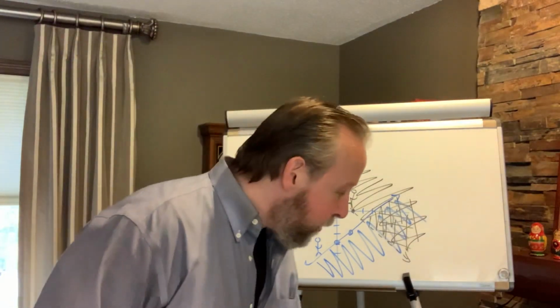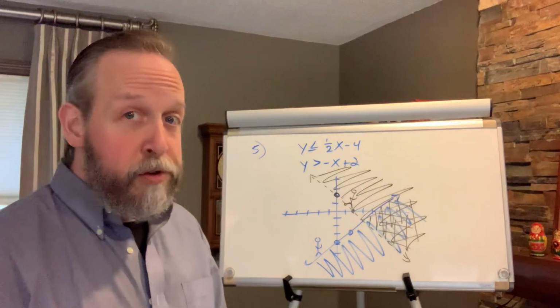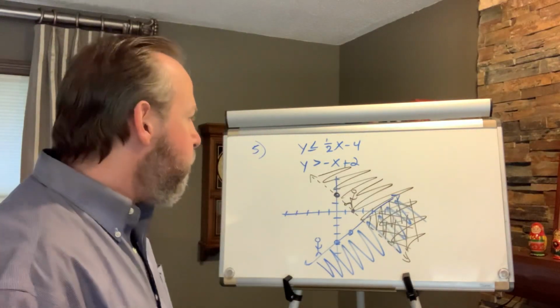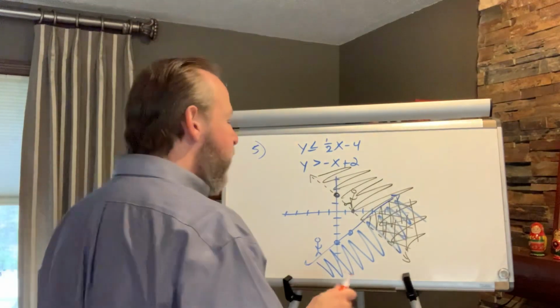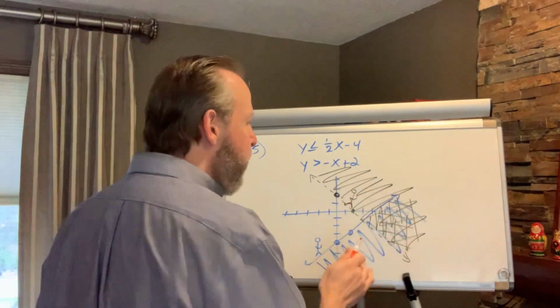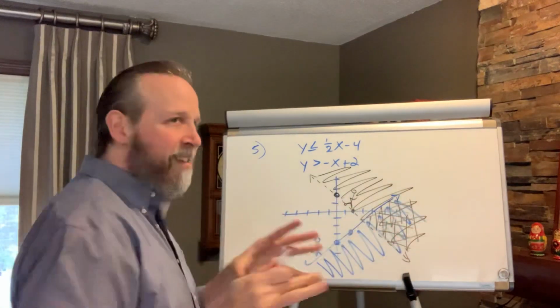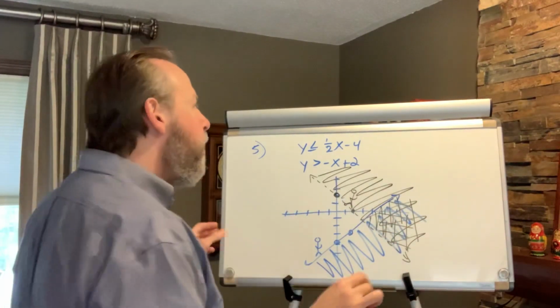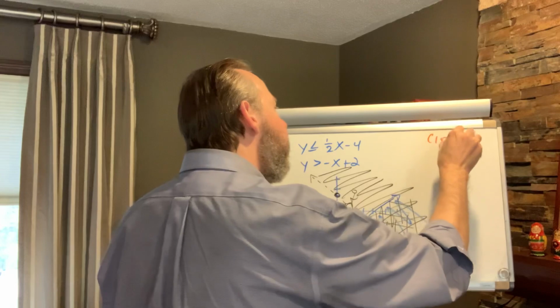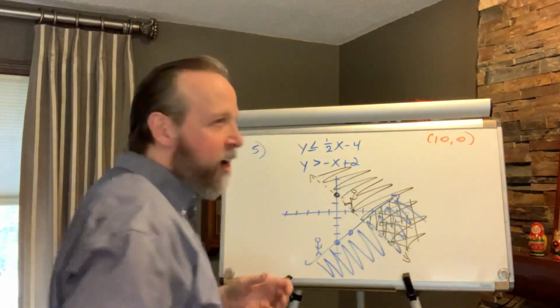I told you that we can always check a solution by choosing a coordinate within the shaded region. I hand drew this, so it's kind of hard to see exactly what the numbers would be, but I'm going to choose, let's say, 10, 0. 10, 0 is certainly inside the shaded region, right? So I'm going to choose 10, 0 and see if it works. If it works, I shaded correctly.